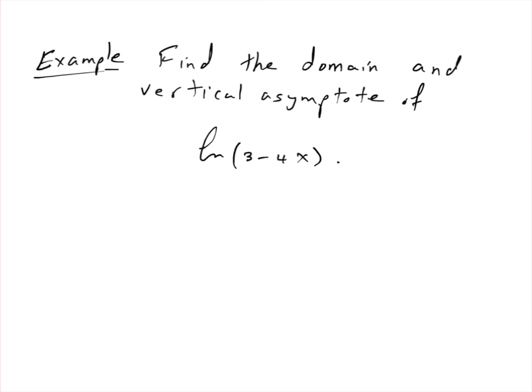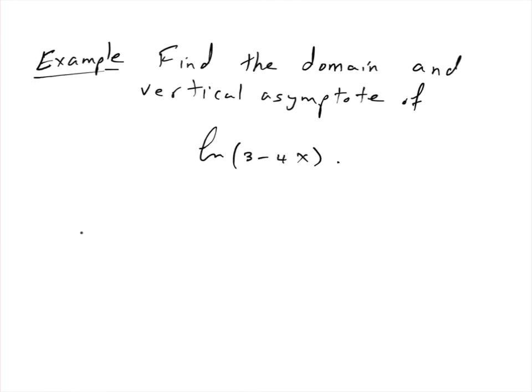This is a continuation of the previous video. We talked about domain, range, and vertical asymptote of ln. Now here's a question: find the domain and vertical asymptote of ln of 3 minus 4x.